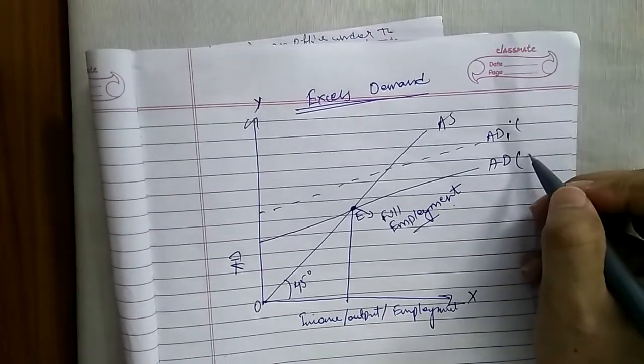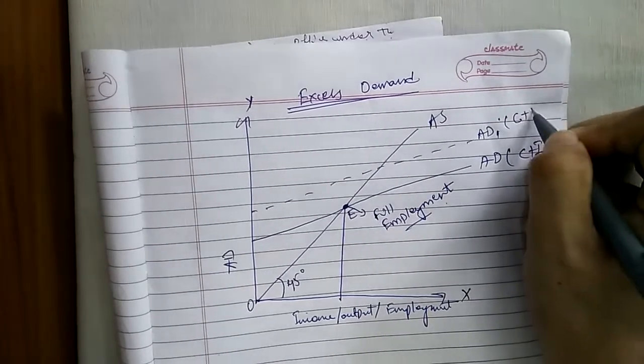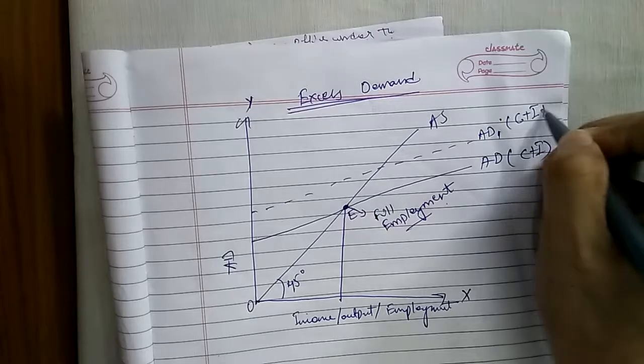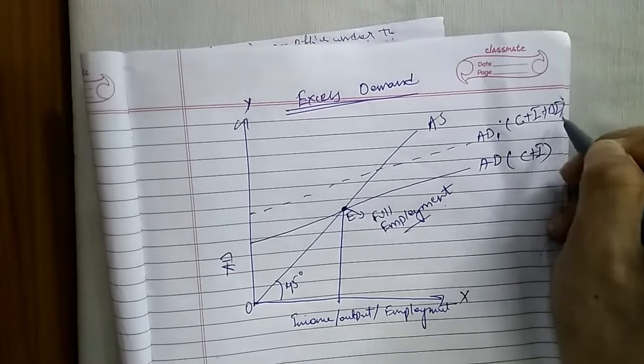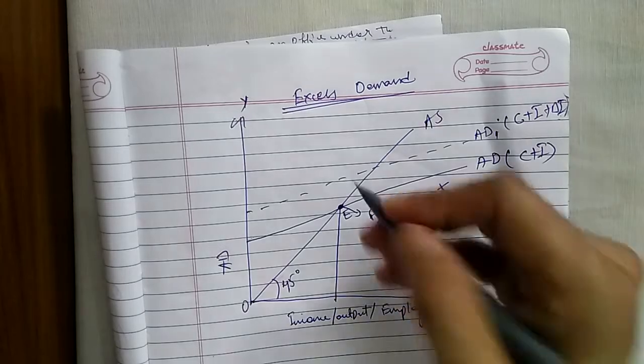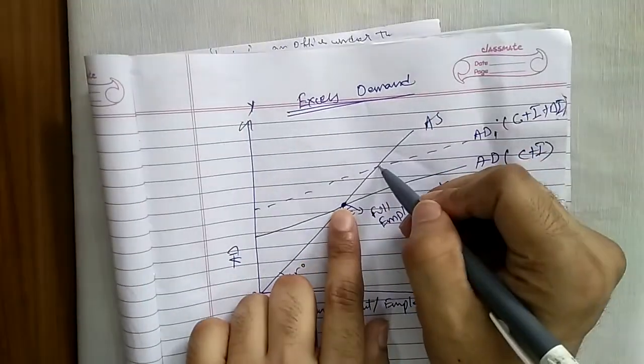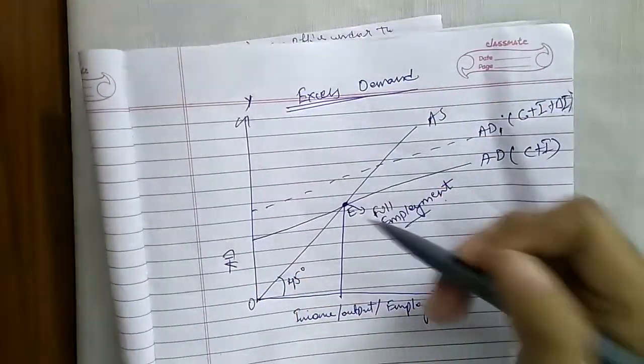We know that the formula of aggregate demand is normal C plus I, and this is C plus I plus delta I, and I'll tell you why it is delta I, change in investment. Fine, we'll mark. Please mark my word, this is not the excess demand.